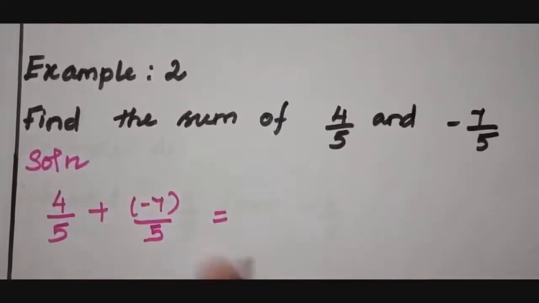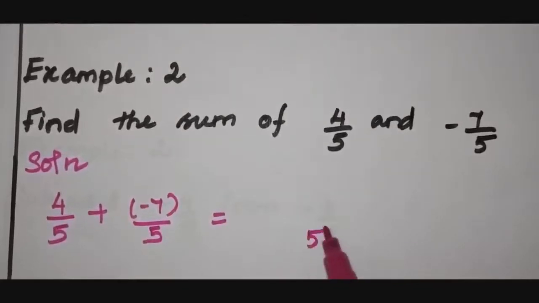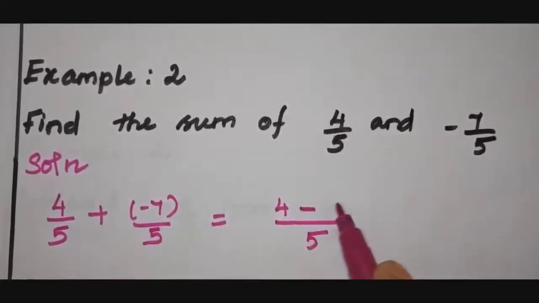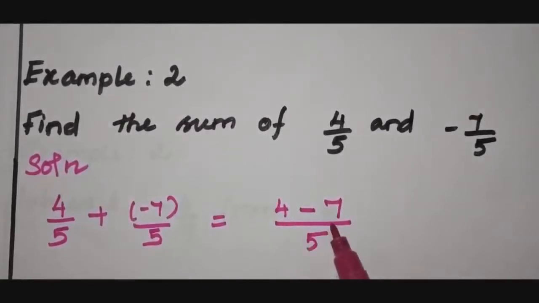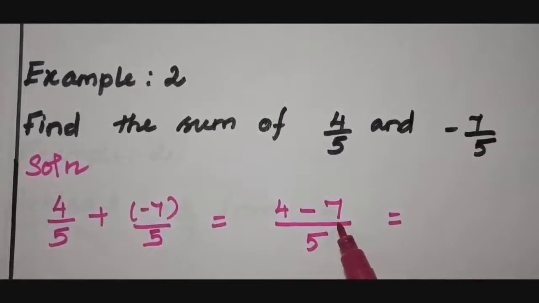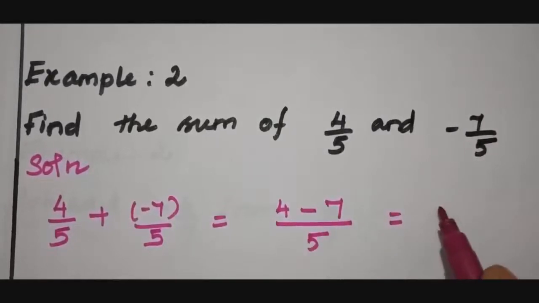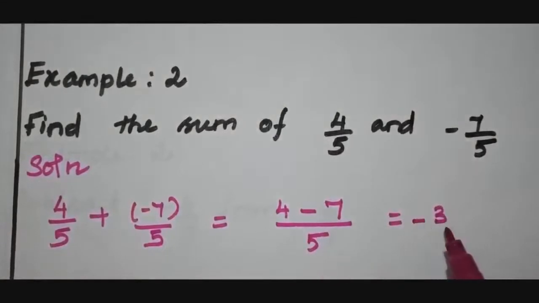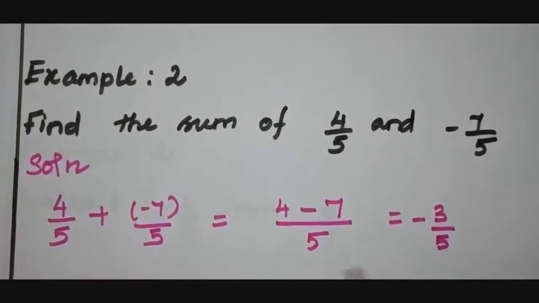The denominators are same here, so you write the denominator as such. Write the first number 4, plus into minus is minus, 4 minus 7. When it is in two different signs, subtract and write the greater number sign. This is plus 4 and this is minus 7. The difference between 7 and 4 is 3 and here the greater number sign is minus. So you write it as minus 3 by 5. So your answer is minus 3 by 5.